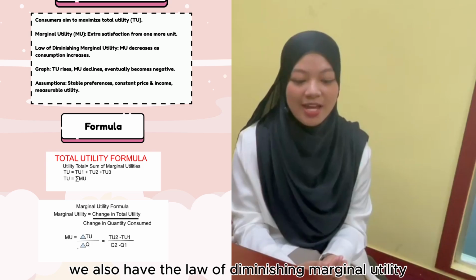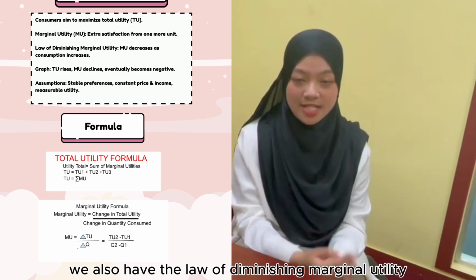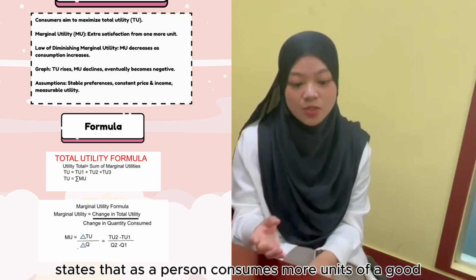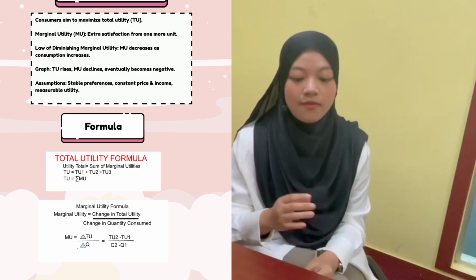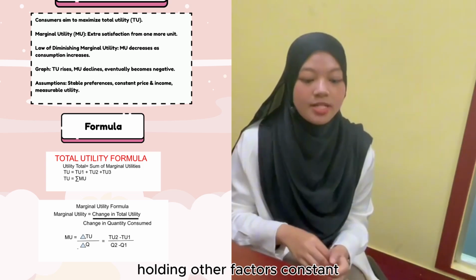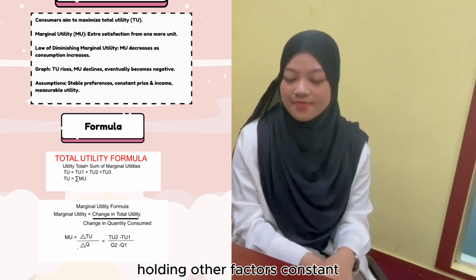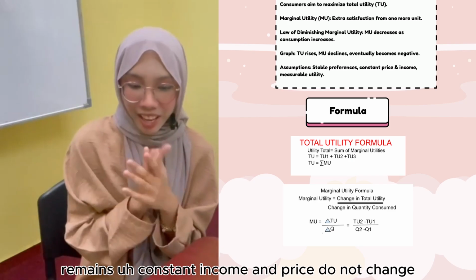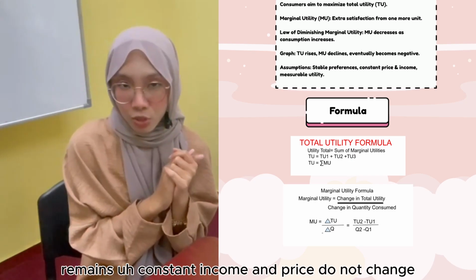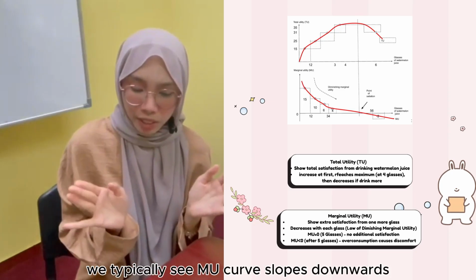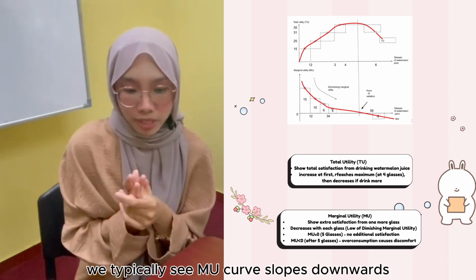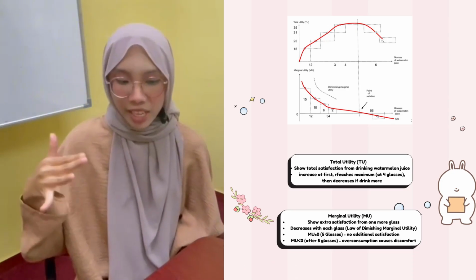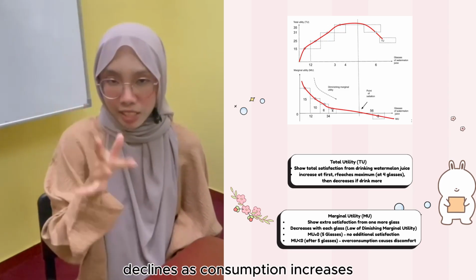Now, we also have the law of diminishing marginal utility. This law states that as a person consumes more units of a good, the additional satisfaction from each extra unit decreases, holding other factors constant. Yes, the assumption includes that this remains constant. Income and price do not change. On the graph, we typically see the MU curve slopes downwards, showing that marginal utility declines as consumption increases.